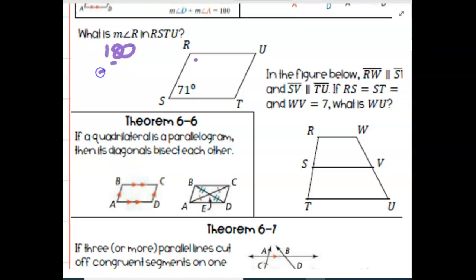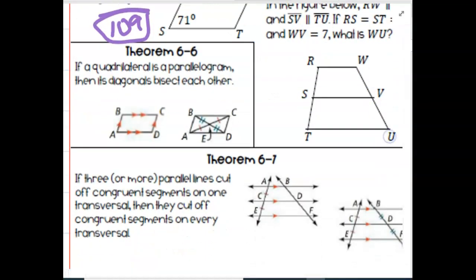They're supplementary, so I would take 180 minus 71. I would get 109. Okay, we'll come back to this example after we talk about that bottom one right there.